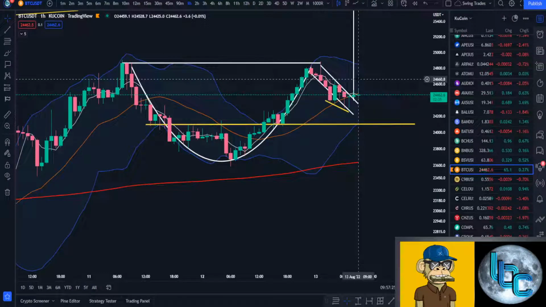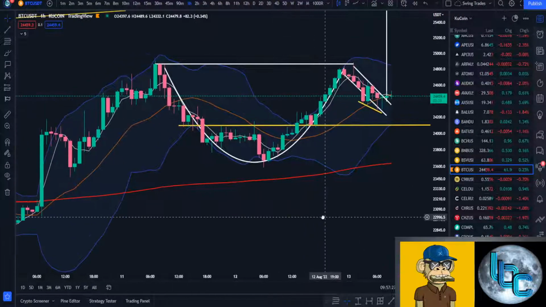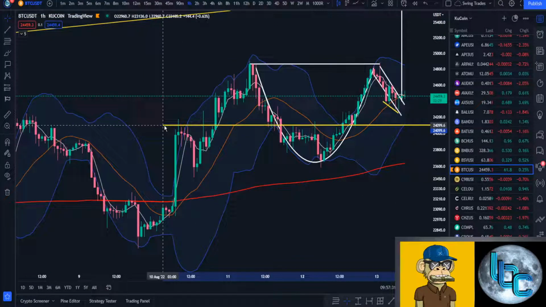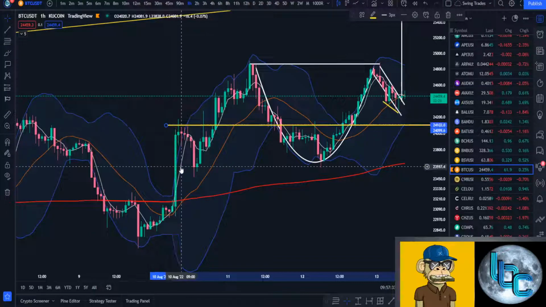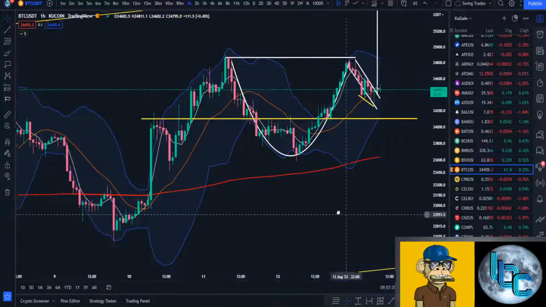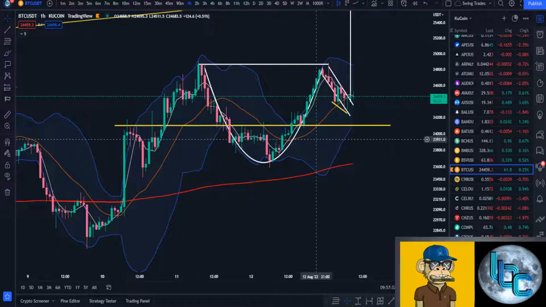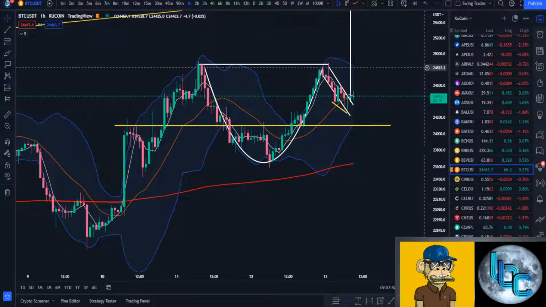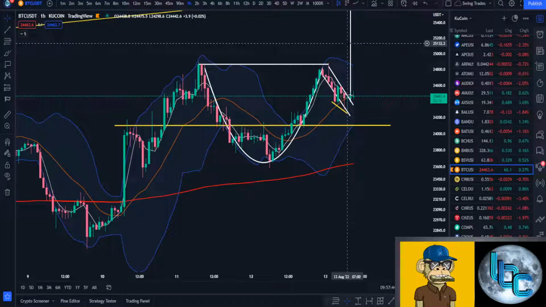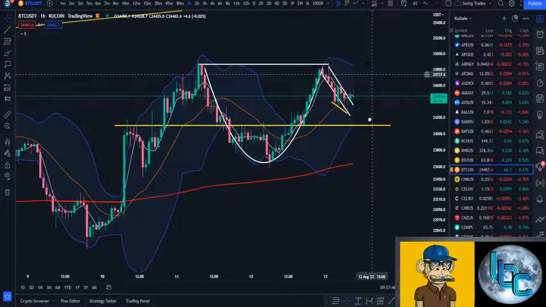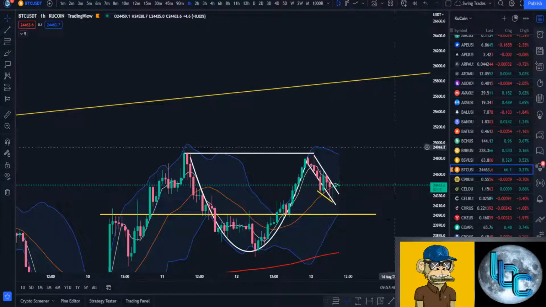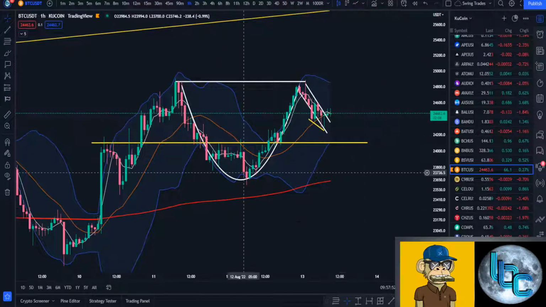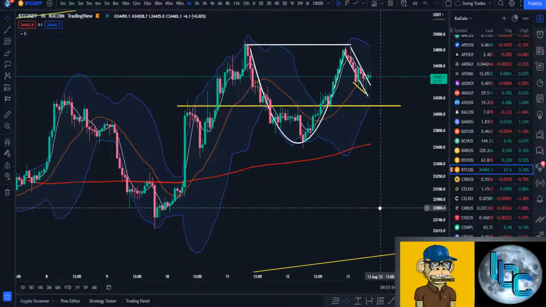If we draw this out over here, this also comes up to over here. So this is a nice line right here. I wouldn't be surprised to see this get tapped before we continue moving up. So take that for what it is. I can go ahead and get rid of that. This might even play out a little differently, so we'll just have to wait and see.